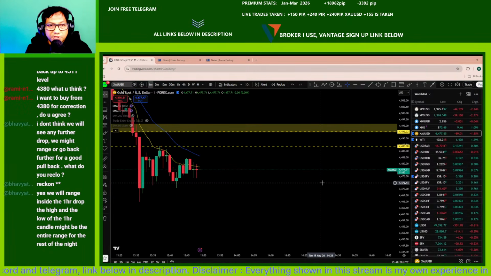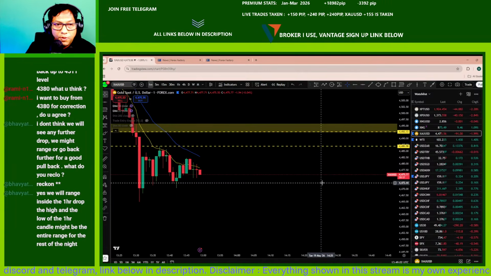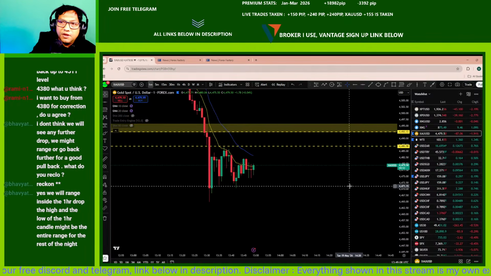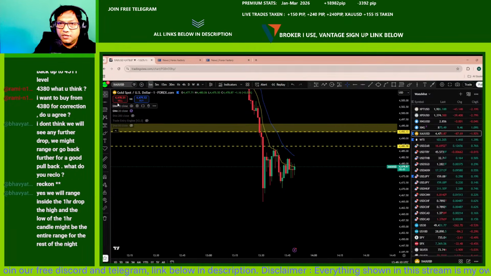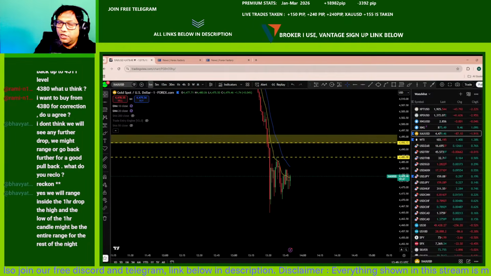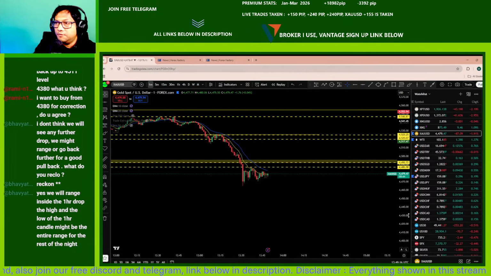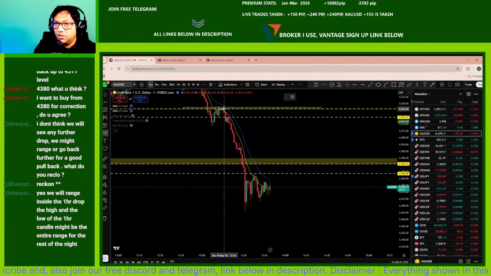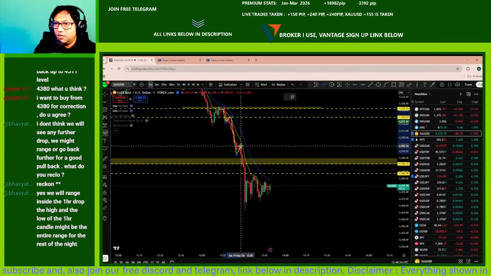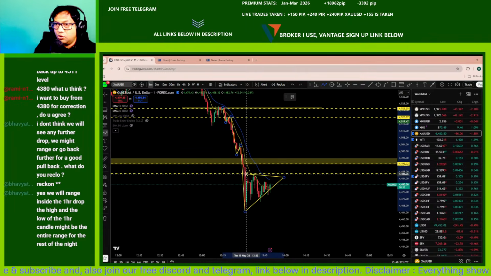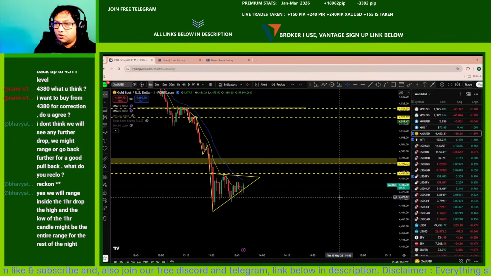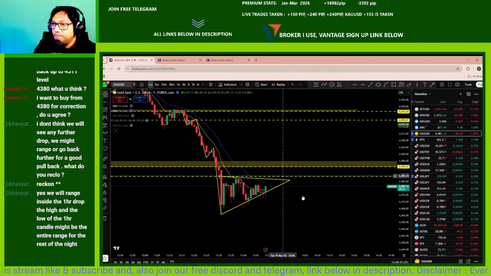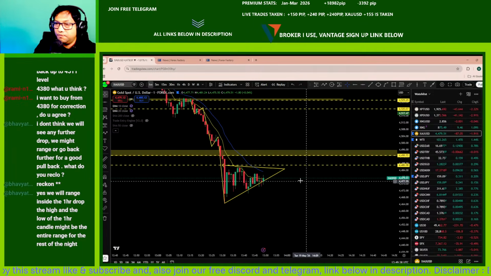Yes, we will range inside the 1 hour drop. The high and low of the 1 hour candle might be the range for the rest of the night. I don't think it's going to go for a very large range. I'm looking at the 1 minute. There are two, three large waves, right? One here, and then a massive one here, and then one here, and now the market is in a consolidation. So this is a triangular pattern that you can see. Breaking out of this can again create selling pressure.